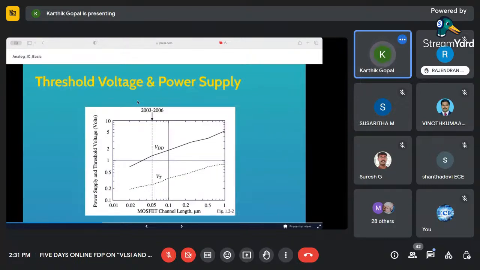And this graph shows the threshold voltage and the power supply. Threshold voltage is the voltage at which a MOSFET turns on, only when there is enough voltage at the gate. Right? So this is a graph comparing how it changes with channel length. If the length starts reducing, the supply will also reduce and the VT will also reduce. So this is what a faster device means. When you have a lesser VT, the device will be faster.